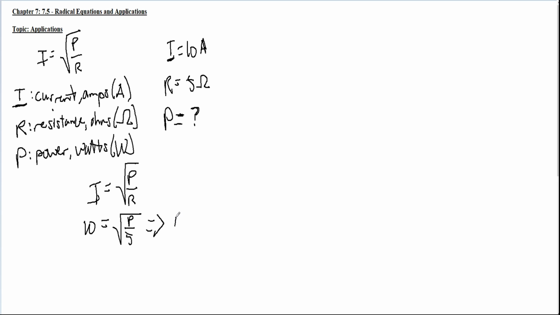So all I have to do here is, let's see if I draw the arrow here, I can break apart this fraction just like that, and so I would multiply the square root of 5 over. So I have 10 times the square root of 5, which is equal to the square root of P. And then I have to square both sides. The reason for that is I'm trying to solve for P, so I'm trying to solve for the power, right? So I have to get rid of that radical sign. So square both sides.